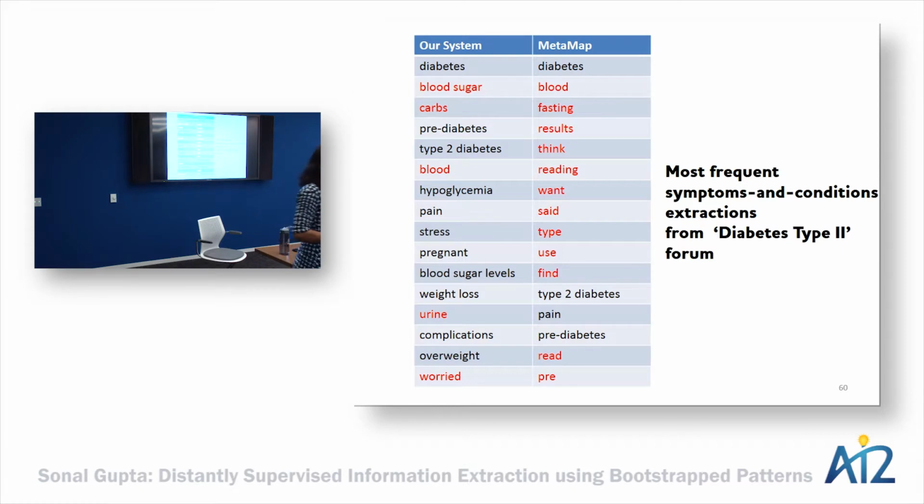It looks like MetaMap is not using part-of-speech information. How does your system do without part-of-speech information? Interesting question. I did not try that, of not using part-of-speech information.